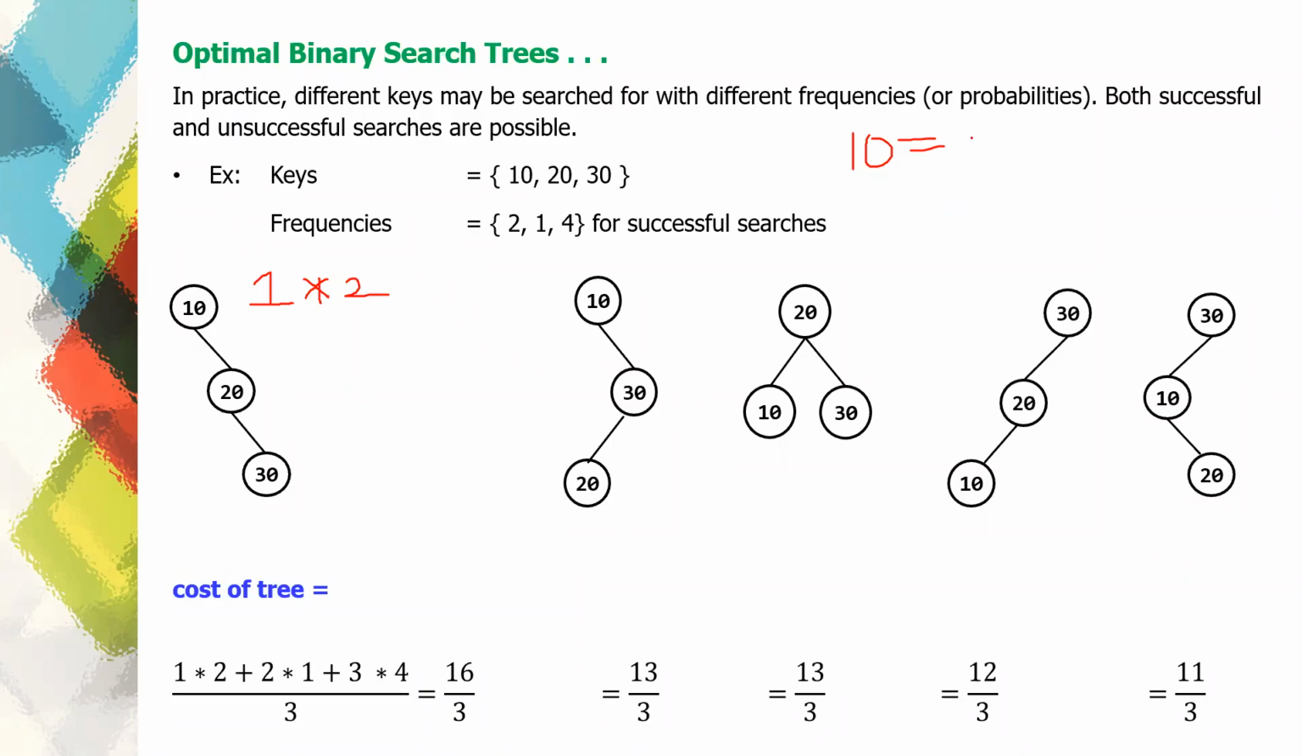So what is the cost of searching the key 10? The cost of searching the key 10 is 1 into 2, which is equal to 2. In the same way, I want to search for an item 20. Now, what is the cost for searching item 20? How many comparisons should I make? I have to make 2 comparisons to find 20. Then, what is the frequency? The frequency of the item 20 is 1. So what is the cost of searching the item 20? It is 2.